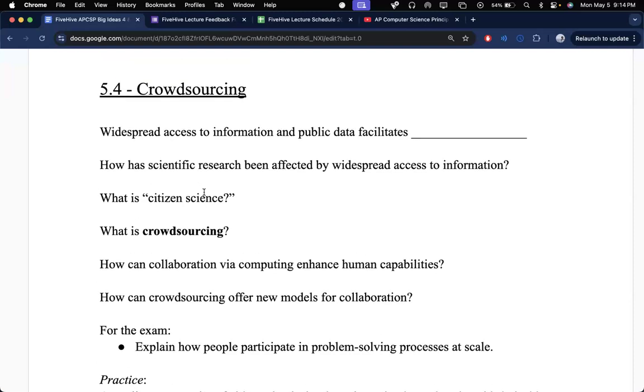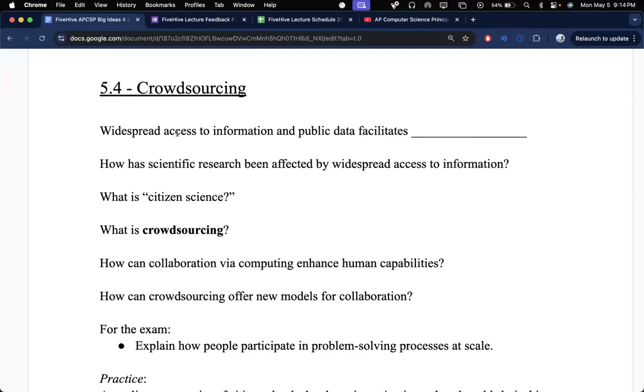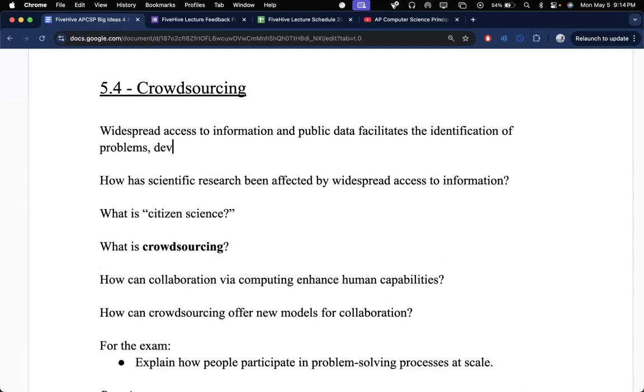Okay, crowdsourcing. So, widespread access to information and public data facilitates what? We'll say it facilitates. I'll just kind of fill it in from the CED, but you guys are welcome to say what you guys think as well. Identification of problems, development of solutions, and dissemination of results. So when we have access to information in public data facilities, we'll be able to do all these things a lot easier. So how has scientific research been affected by widespread access to information?